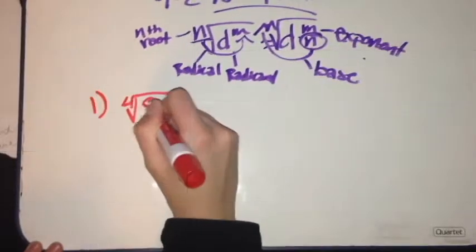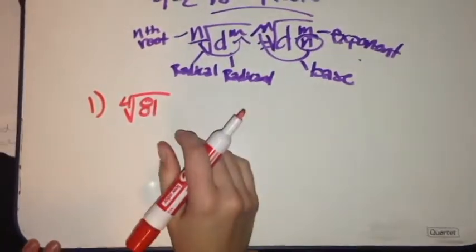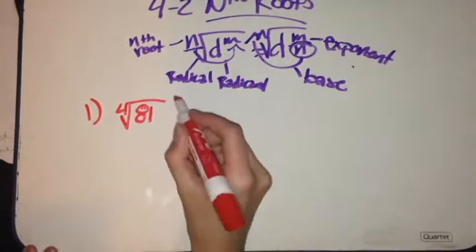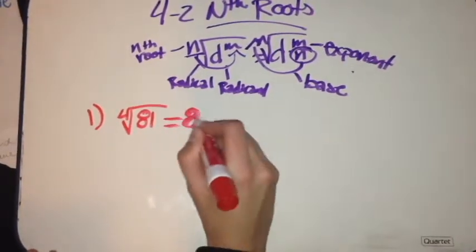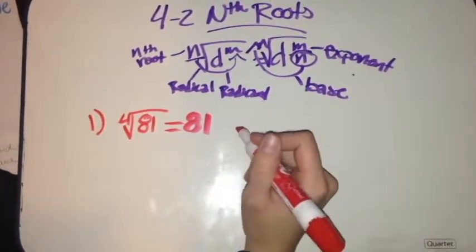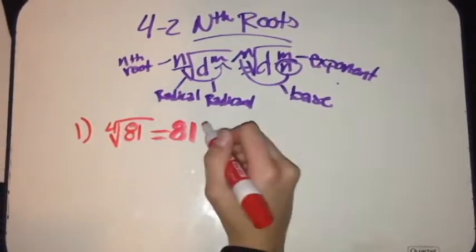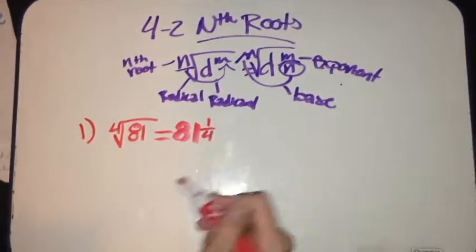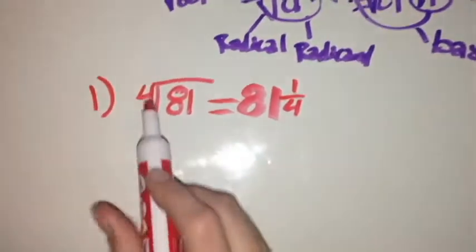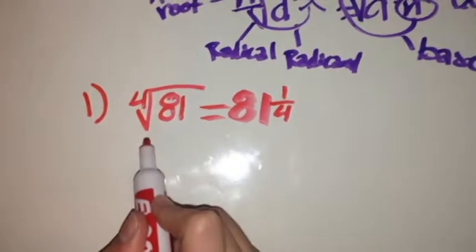The first thing we're going to practice is turning the radical form into the rational form. So if you're given 4th root of 81, what you have to do to turn it into a rational form is take the 4 and put it as a denominator within the exponent of 81 and put a 1 on top. So the 4th root of 81 turns into 81 to the power of 1/4.